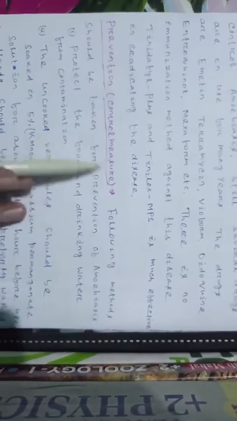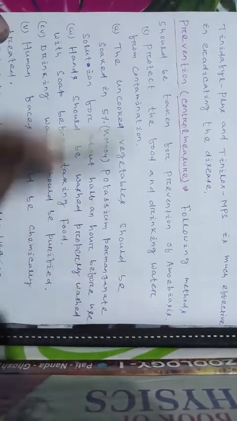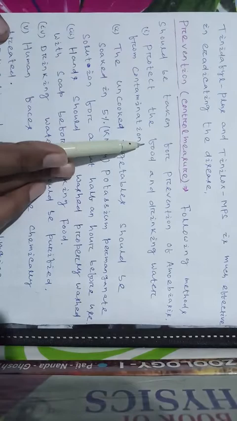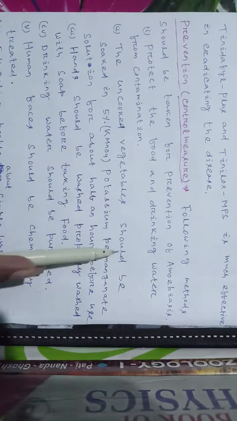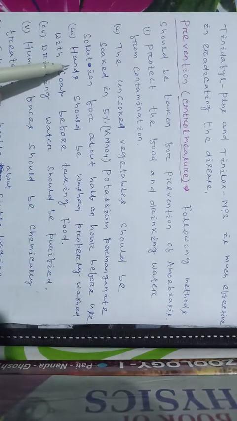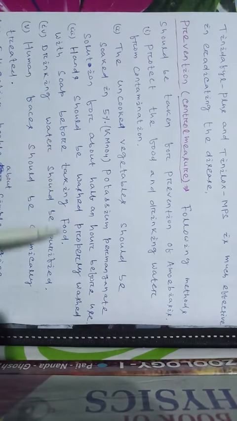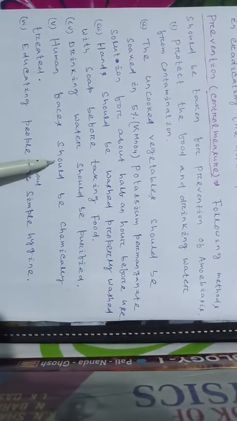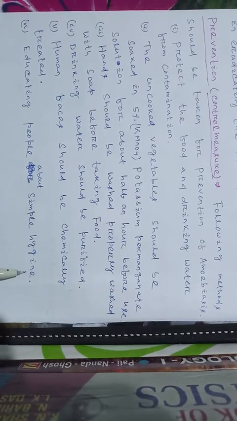Prevention or control measures. The following methods should be taken for prevention of amoebiasis. Number one, protect the food and drinking water from contamination. Uncooked vegetables should be soaked in 5% potassium permanganate solution for about half an hour before use. Hands should be washed properly with soap before taking food. Drinking water should be purified. Human feces should be chemically treated. Educate people about simple hygiene.